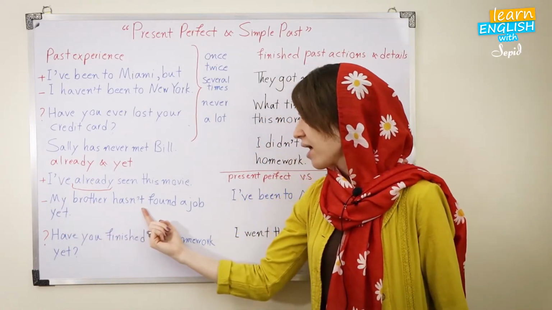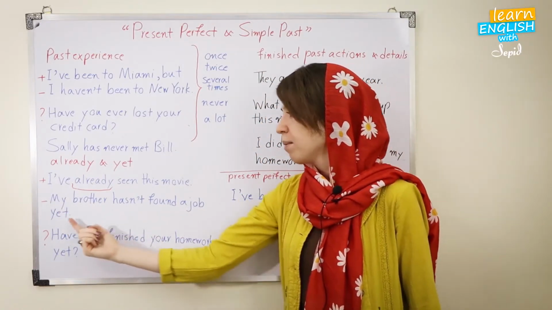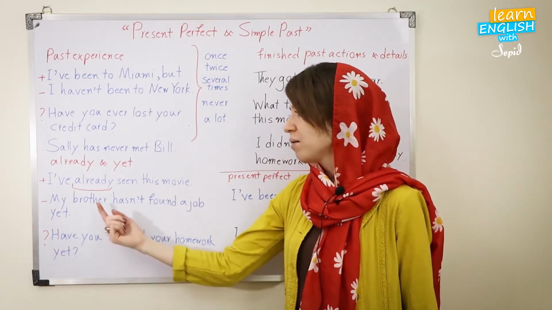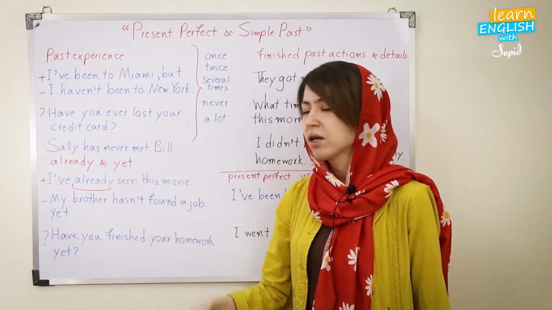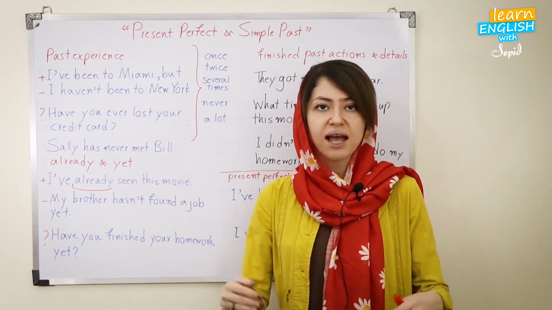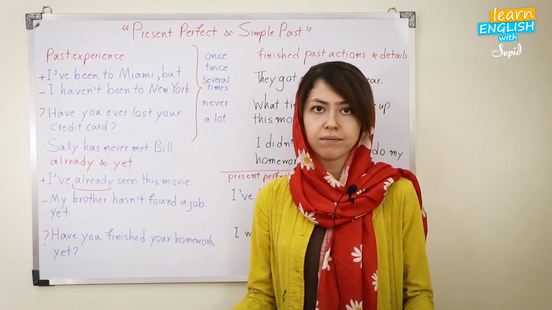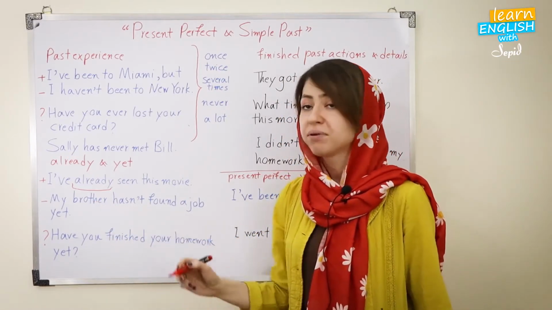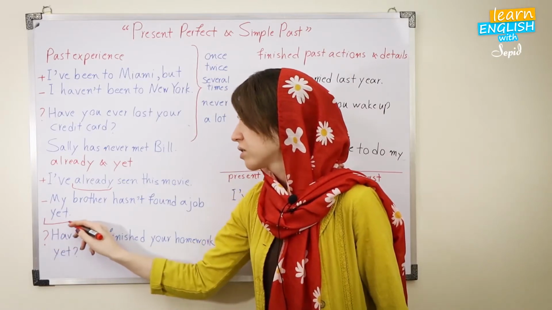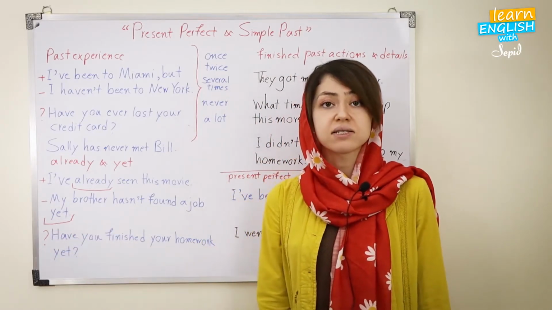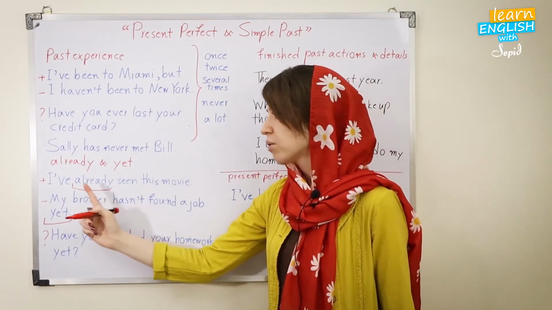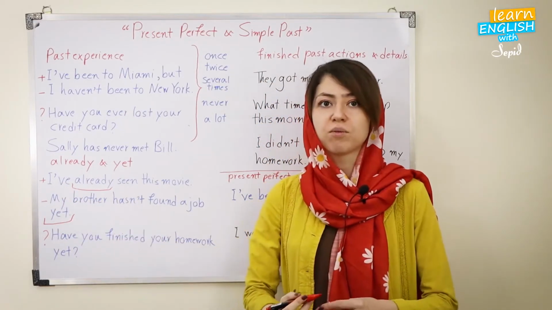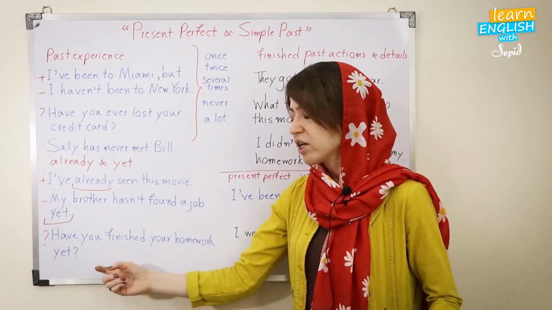My brother hasn't found a job yet. It means my brother hasn't found a job, for now. Yet. So that's the case, and the place of them is really important. We put yet at the end of the sentence, and we put already between have or has and the past participle form of the verb.